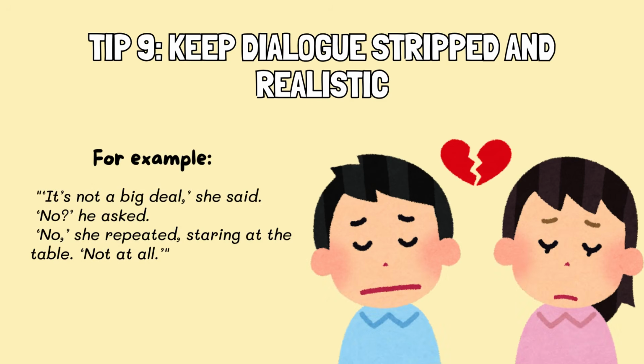For example, take a look at this dialogue. "It's not a big deal," she said. "No?" he asked. "No," she repeated, staring at the table. "Not at all." The repetition and her refusal to meet his gaze tell us this is a big deal, even though the words deny it.